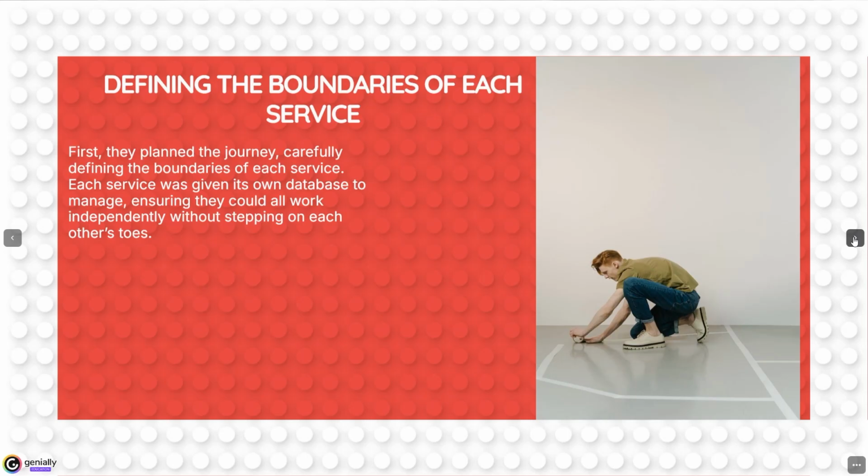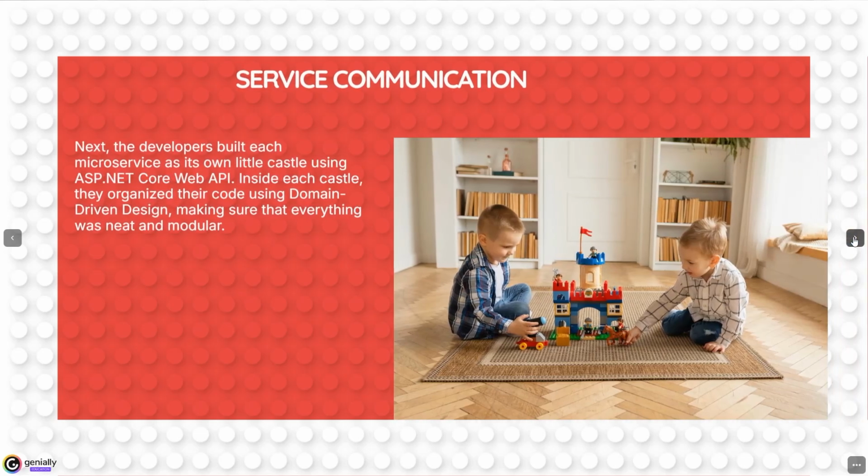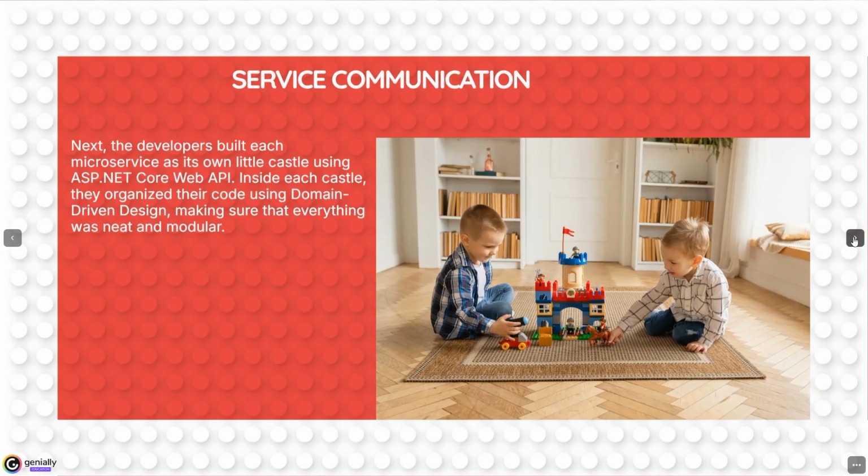First, they planned the journey carefully, defining the boundaries of each service. Each service was given its own database to manage, ensuring they could all work independently without stepping on each other's toes. Next, the developers built each microservice as its own little castle using ASP.NET Core Web API. Inside each castle, they organized their code using domain-driven design, making sure that everything was neat and modular.